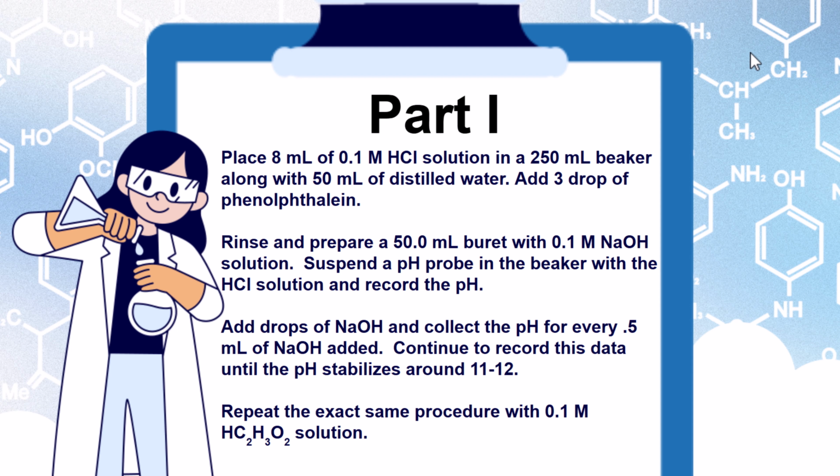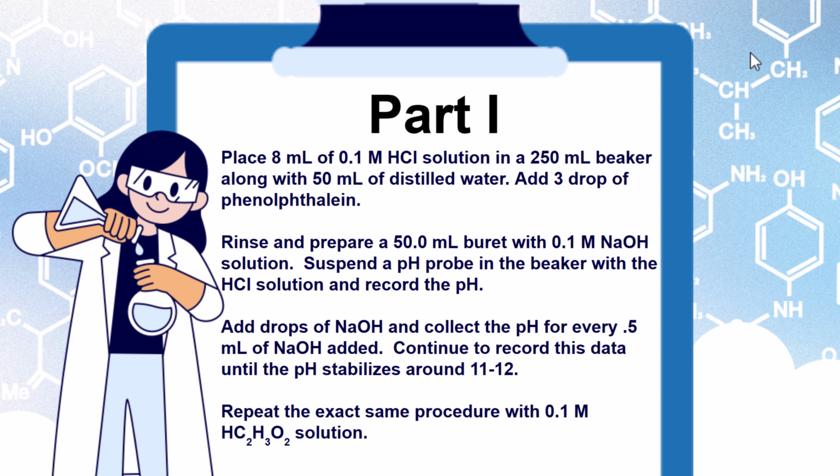Rinse and prepare a 50 milliliter burette with 0.1 molar NaOH solution. You're going to use a pH probe, and we're going to record the pH about every half a milliliter of base that's added. Again, just to give us a good solid graph that we can go through and analyze. We want to try to make this look as nice as possible. So make sure that the pH reading stabilizes before you go through and collect it.